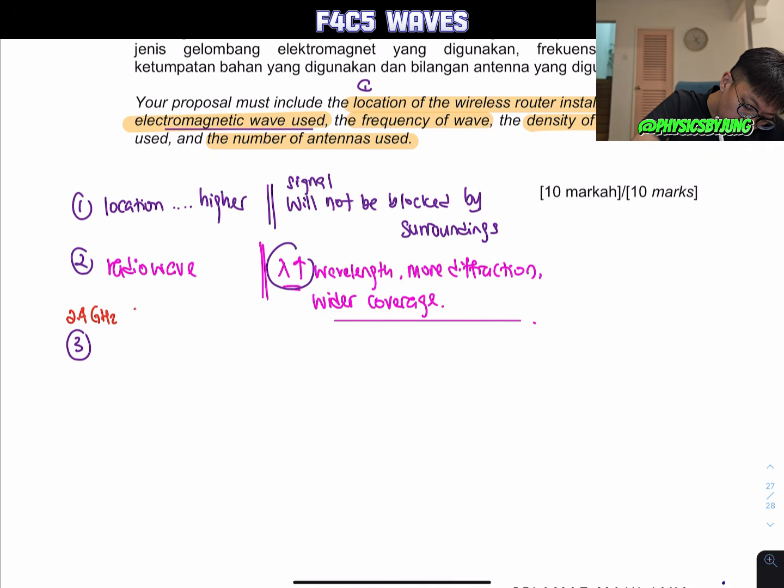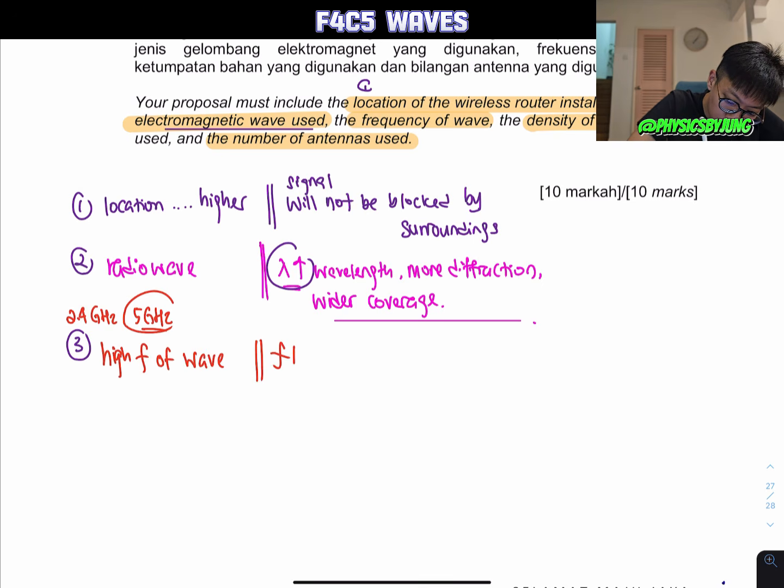2.4 GHz, 5 GHz, which one do we use? We will use the 5 GHz. So we say high frequency of wave. Then suddenly here we say high frequency. Okay, do you see or not? On top you say you want longer wavelength. Bottom you want higher frequency. So which one do you want now?